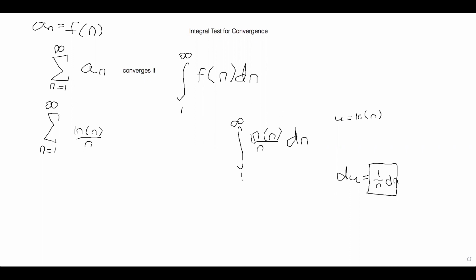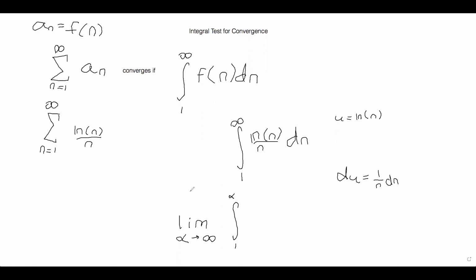So I'm going to rewrite this. I'm going to turn it into, well, first I'm going to add a limit to it. I'm going to make this the limit as alpha approaches infinity, and then we're going to integrate from 1 to alpha. Why did I do that, though? Why did we want to change it into a limit?